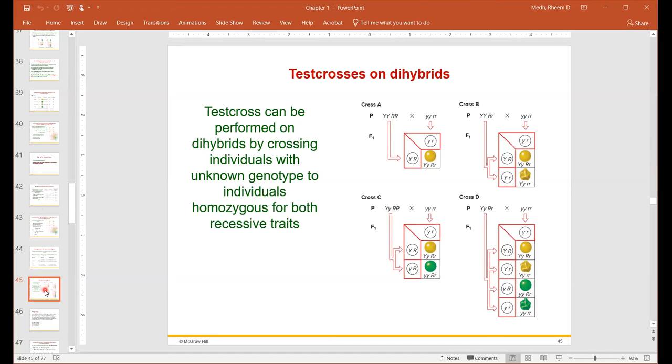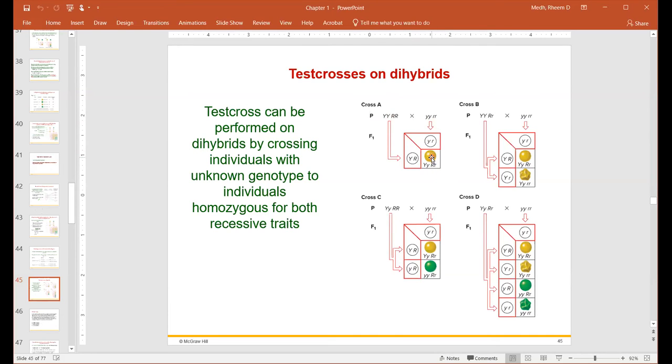Which one of these is your yellow round? I'm not going to have space to write this down here, so I'm going to just follow what is shown to you here. Let's look at the first one, big Y, big Y, big R, big R. If this was your yellow round, what would happen? You would get all yellow round offspring because the only gamete possible from here is big Y and big R. And the only gamete possible from your homozygous recessive is little y, little r. So all F1s will be heterozygous.